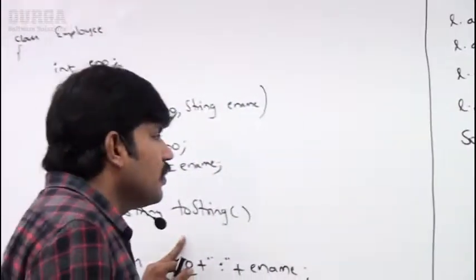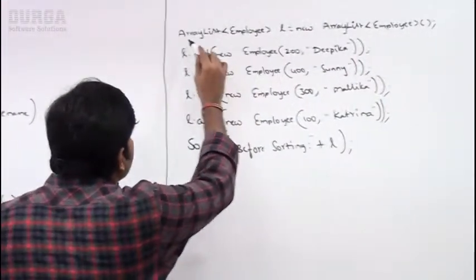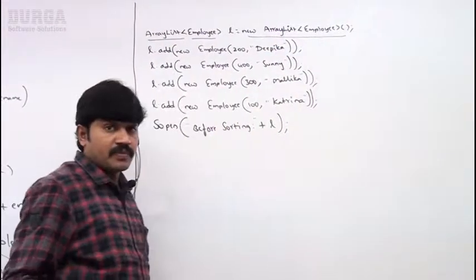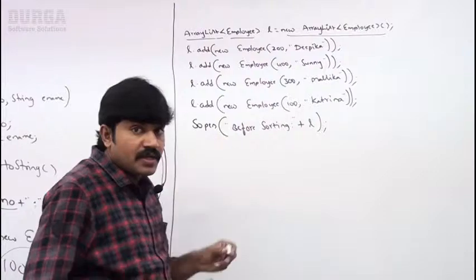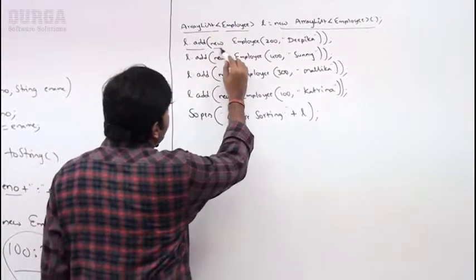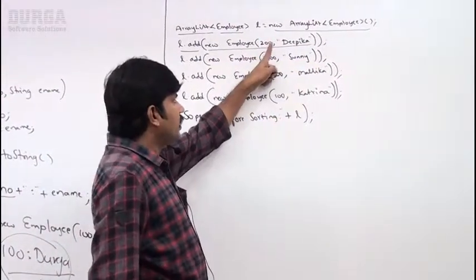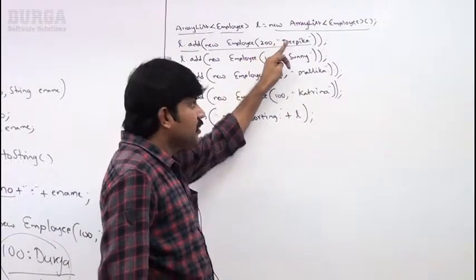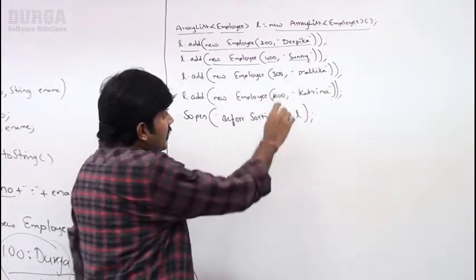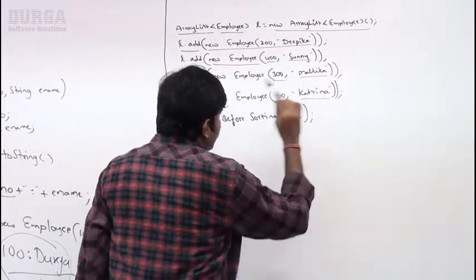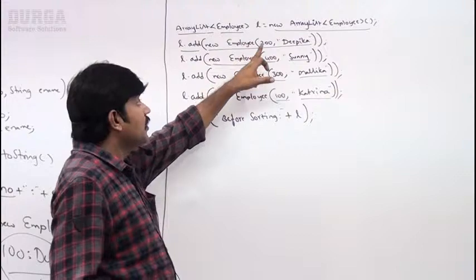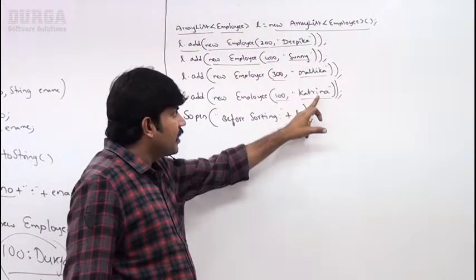Okay. Now, sir, I'm taking an ArrayList of Employee: ArrayList of Employee l = new ArrayList of Employee. I am creating an ArrayList object to hold employee objects. Now l.add(new Employee(200, Deepika)). 200 is the employee number, Deepika is the employee name. Similarly, new Employee(400, Sunny), next 300 Mallika, 100 Katrina. I am adding four employee objects: 200 Deepika, Sunny, Mallika, Katrina.